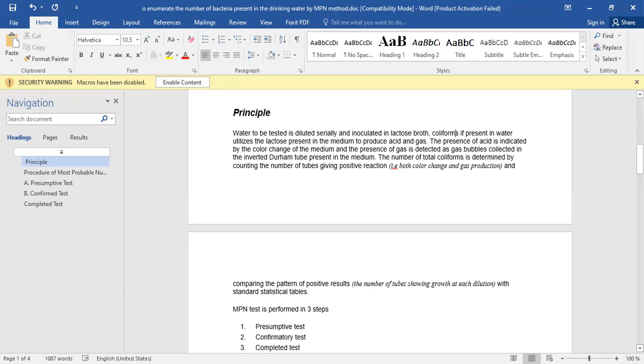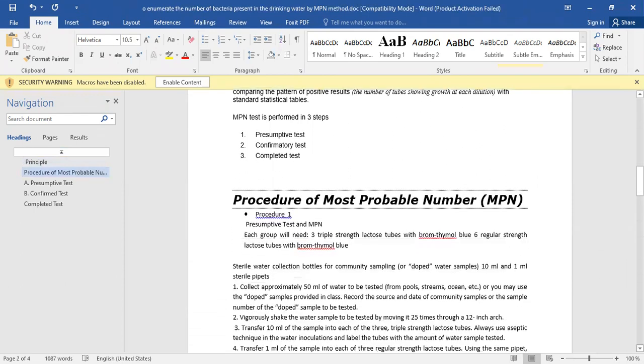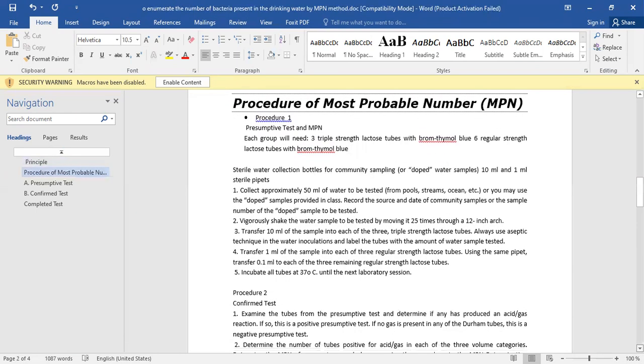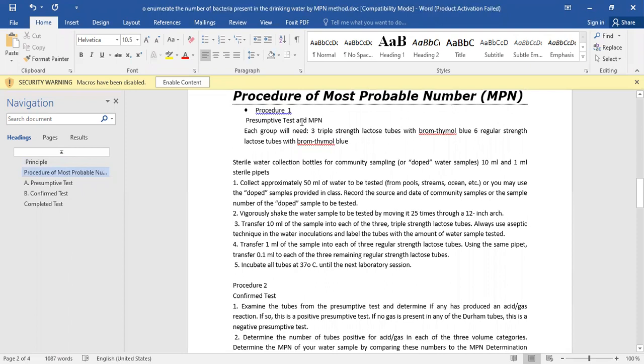So the experiment is conducted in three steps. First is the presumptive test, second the confirmative test, and the third is the completed test. The first procedure is the presumptive test. In the presumptive test, each group will need three triple strength lactose tubes with bromothymol blue, six regular strength lactose tubes with bromothymol blue, and sterile water collection bottles for community sampling.